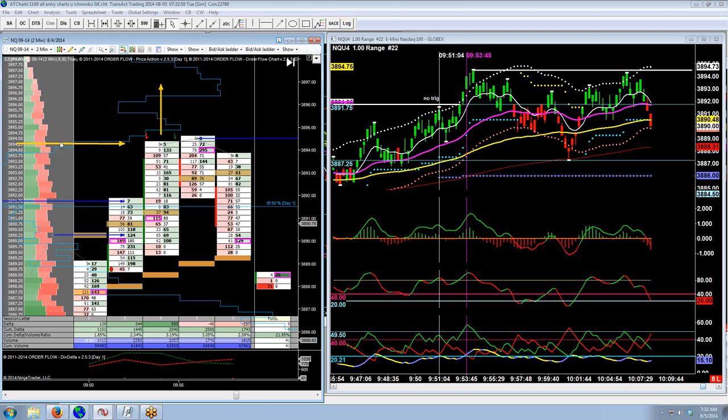So had I been paying attention to this area over here to the left, I could have seen, and I should have seen, that there's no interest up here, meaning there wasn't a lot of buyers or sellers in this price area here at 94.25.